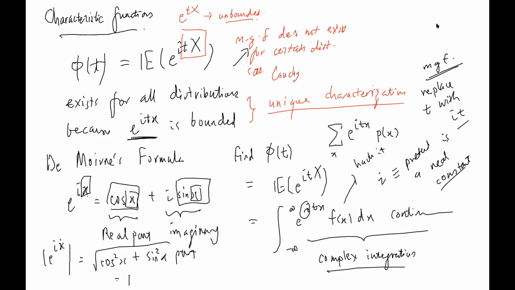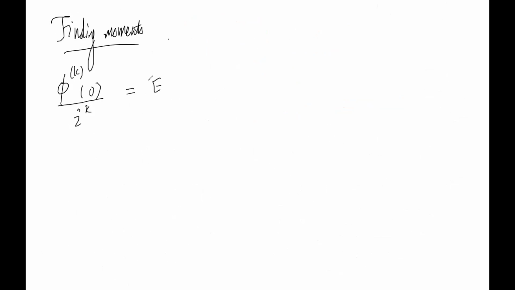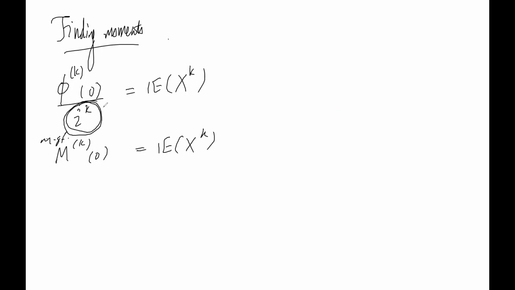And then you have finding moments. Finding moments, you differentiate it k times and divide by i to the power of k, and that will be your k-th moment. So it's almost the same as your MGF. For the moment generating function, you differentiate the MGF k times and then set t to 0. You also get this. The difference is that for the characteristic function, you have to divide by i to the power of k.